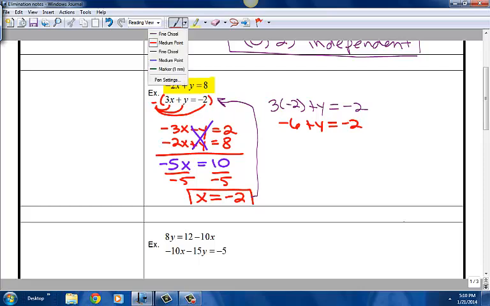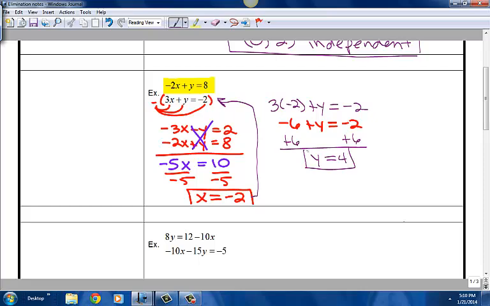Y is almost by itself, so I'll bring the 6 over, and y equals 4. So my final solution is negative 2, 4. And since there's only one, it's an independent solution.